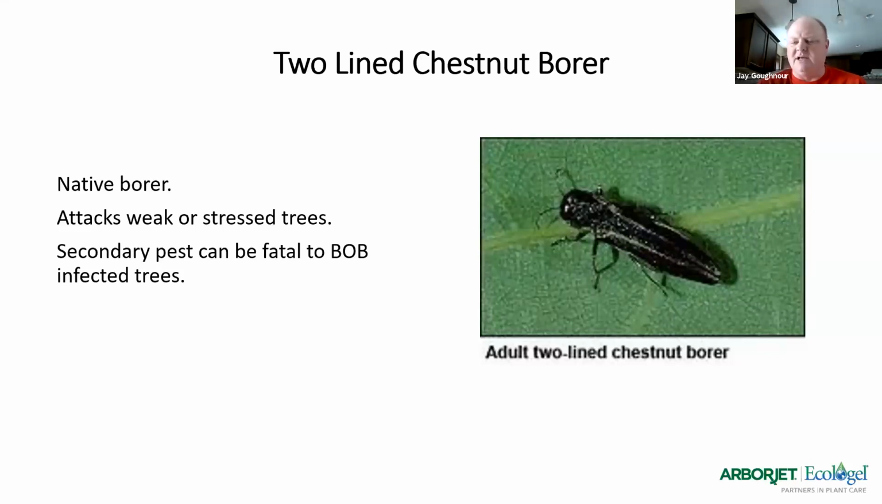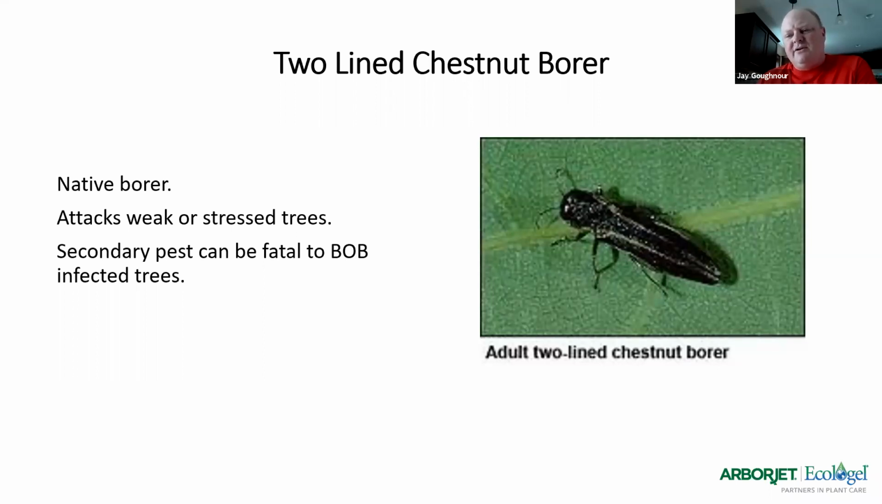I'm going to show you a couple slides of what to look for. It's relatively easy to treat for, and we can protect the tree by getting this bug out of there and offering it a little bit more protection. But it's a native bug. It's not as lethal and not as deadly as, say, emerald ash borer, where emerald ash borer is just going to wipe out every tree that it comes in contact with. Two-line chestnut borer doesn't do that. It leaves your healthy trees alone.